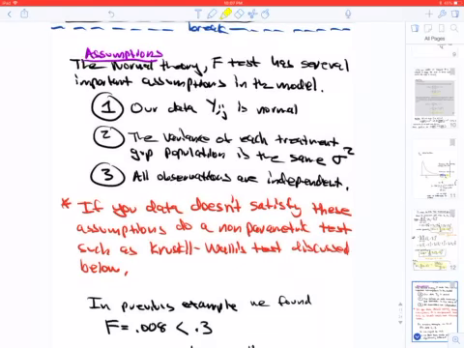Coming back from our break, we looked at the assumptions that we've made using an F-test. The most important one is that the Yijs must be normal. The variance for each treatment group population is the same, namely sigma squared, and all the observations should be independent. If these assumptions aren't satisfied, you should be doing a non-parametric Kruskal-Wallis test that we're going to discuss below.